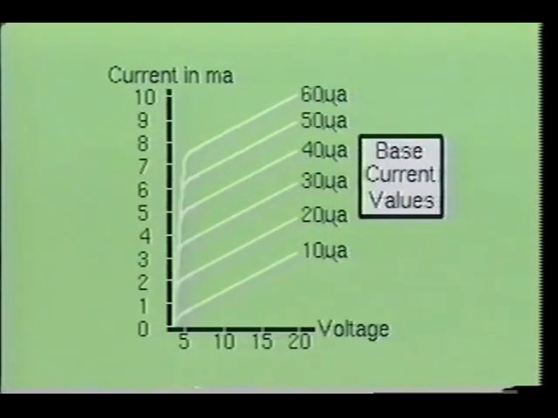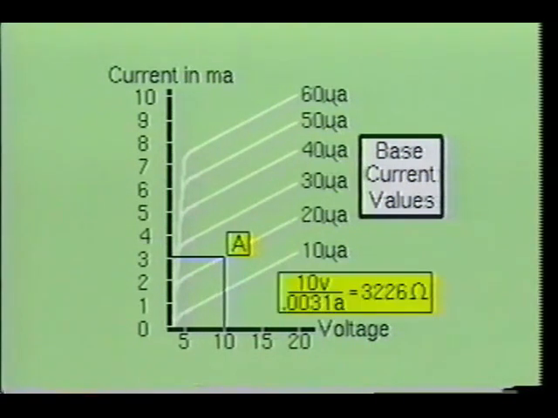Here we see a typical common emitter family of characteristic curves. At point A, we see that the transistor will conduct a little over 3 milliamps of current and develop a 10-volt drop across the collector emitter of the transistor with a 20 microamp bias current being applied at the base. By using Ohm's law, R equals E over I, we see that the transistor is developing a resistance of approximately 3,226 ohms.